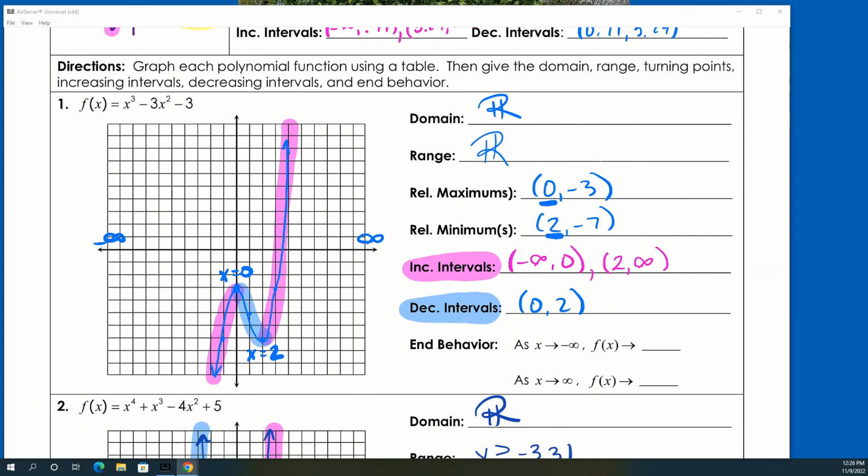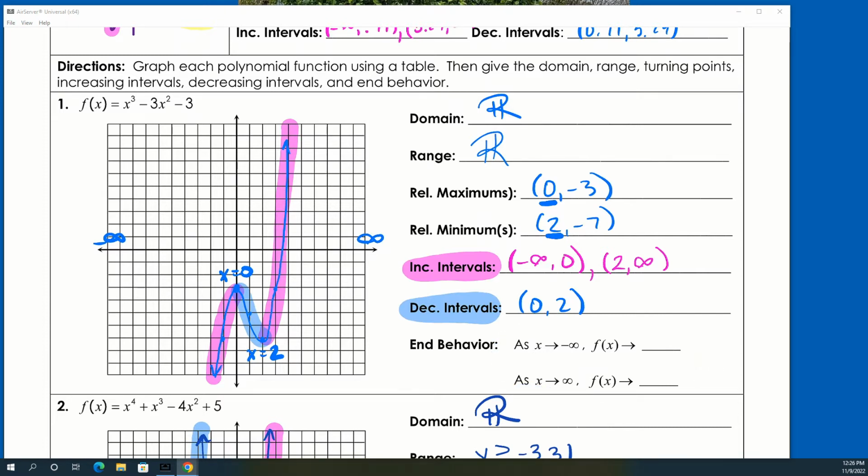All right, so in the back of the first page, we're going to talk about end behavior. And end behavior is basically just figuring out the directions that the arrows are pointing at the ends. All right, and so this is some notation that you might see on the EOC.